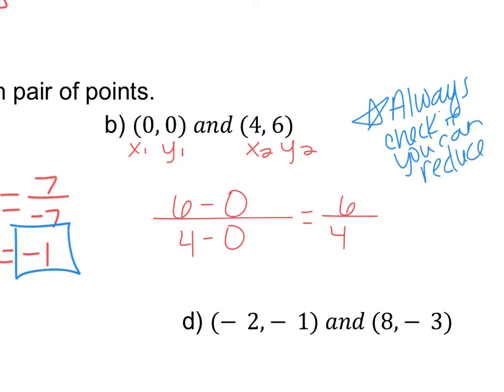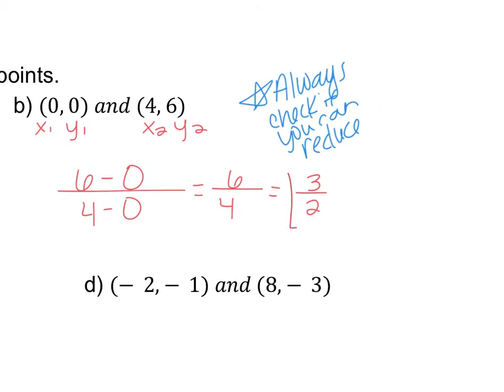The answer is yes. Sometimes these numbers get a little crazy. If you're not sure, stick it in your calculator. The Desmos calculator will actually do it for you. If you're not sure, ask me in class, and I'll show you. It just takes a quick second. So whenever you reduce 6 over 4, that becomes 3 over 2. So that is your answer.